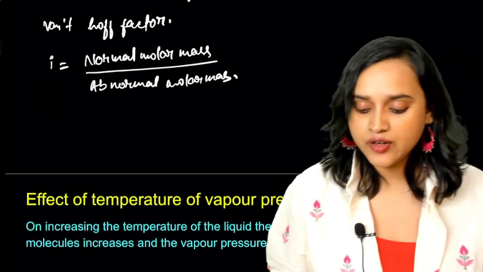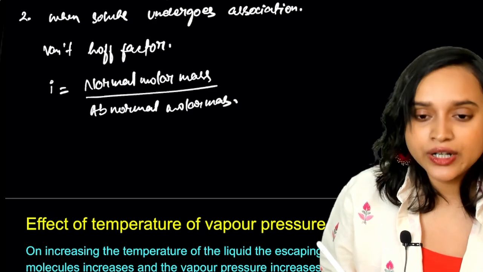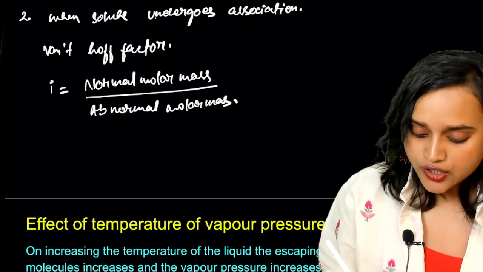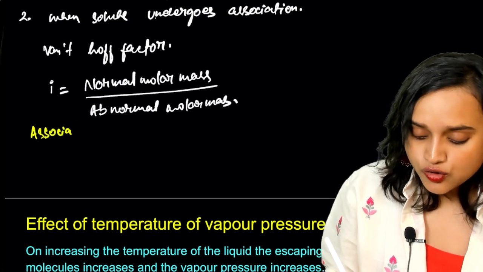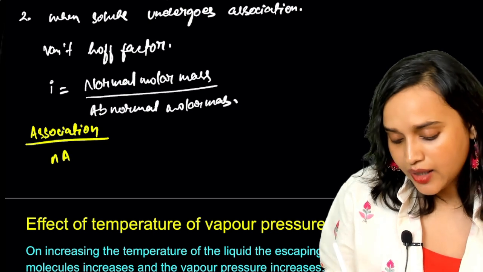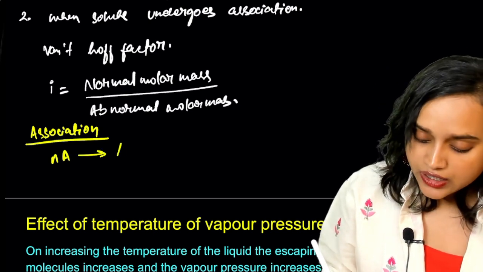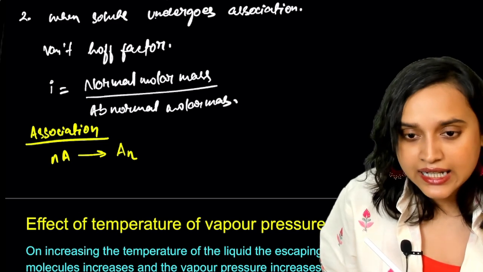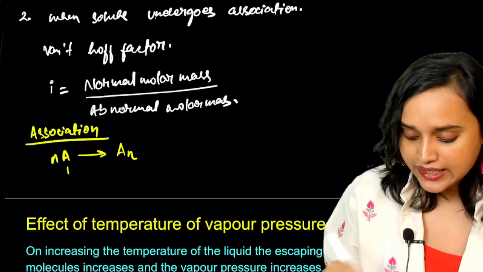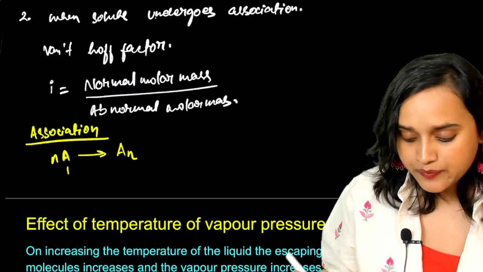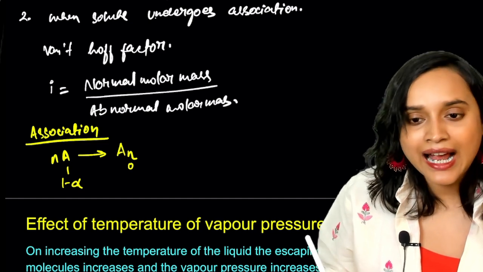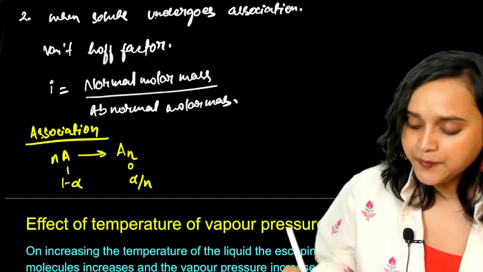Now quickly, let us do it for association and dissociation. So suppose this is for association. Suppose you have n number of A molecules. After association it will become A_n. Initially you have 1 mole of this and 0 mole of this. After some time you will have 1 minus alpha for this, and this will become alpha divided by n.